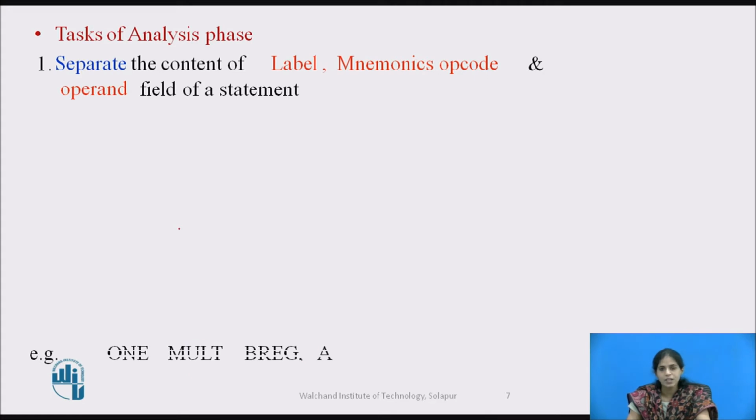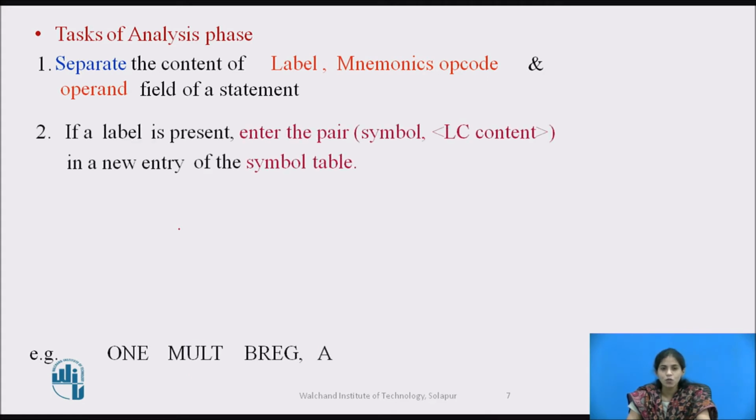The second task performed by the analysis phase is what? If a label is present, then it enters that label into the symbol table. So how do we enter that label in the symbol table?